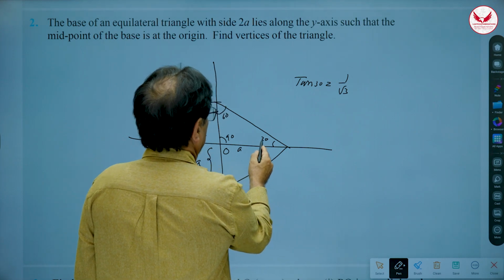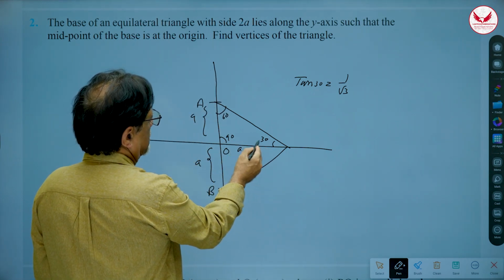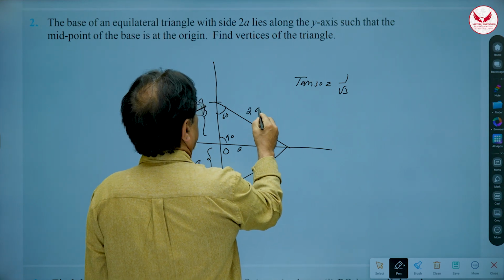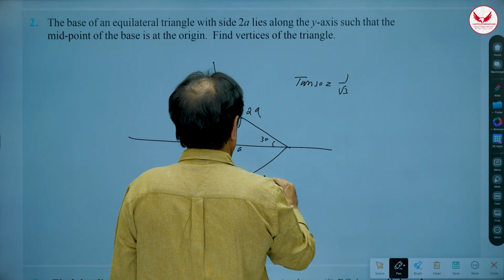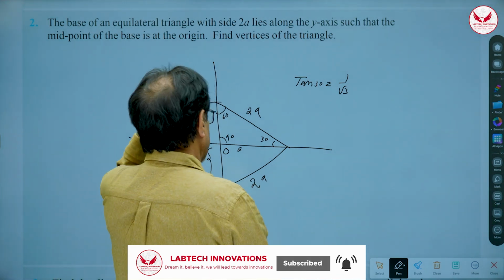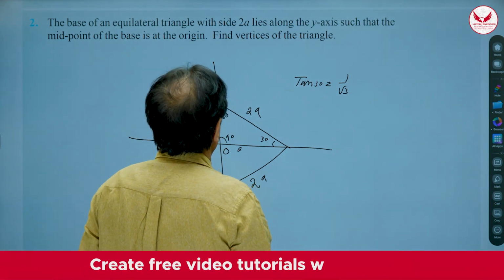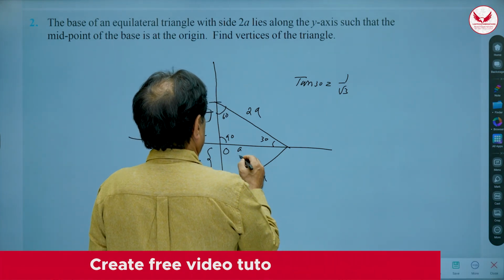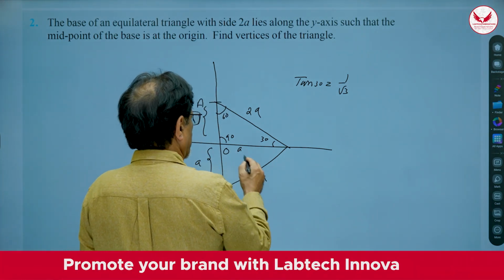Yeah, so the line opposite 30 degrees is half of the hypotenuse. That means hypotenuse has to be 2A. So this hypotenuse has to be 2A, right? So each is 2A, 2A. Anyway, this triangle is equilateral. Therefore, it is 2A. Okay, fine. So what are the coordinates of this point? So that means this is 2A, this is A.